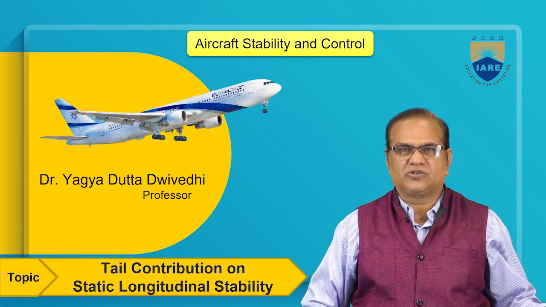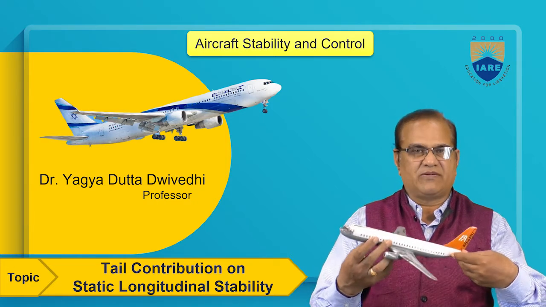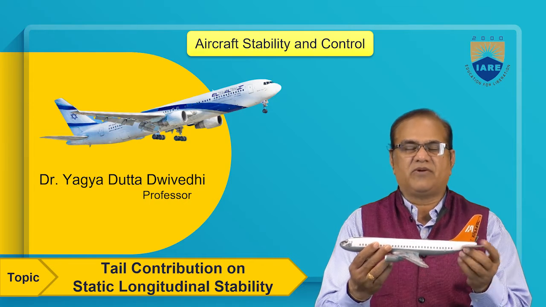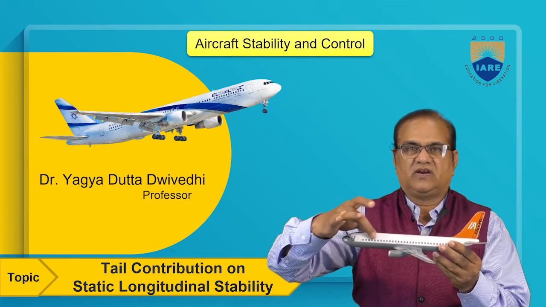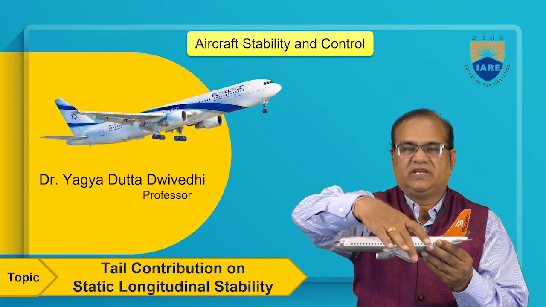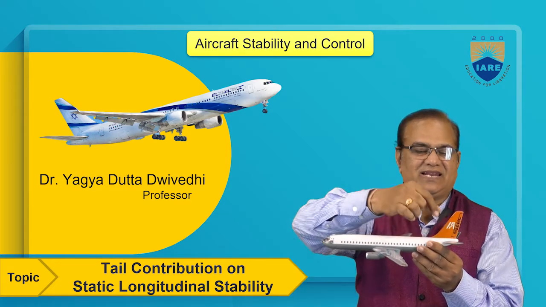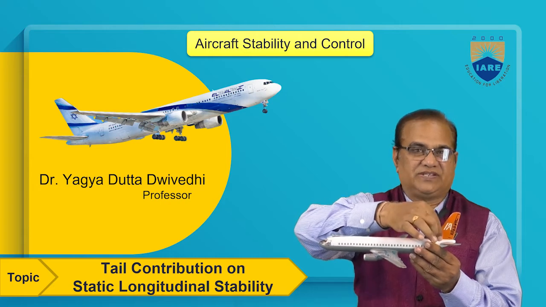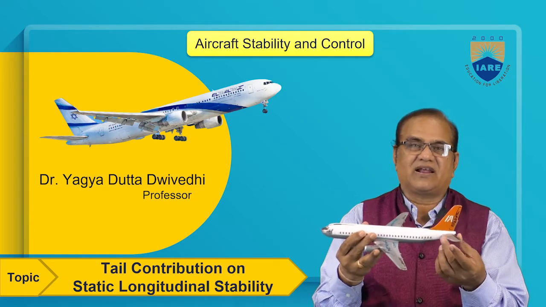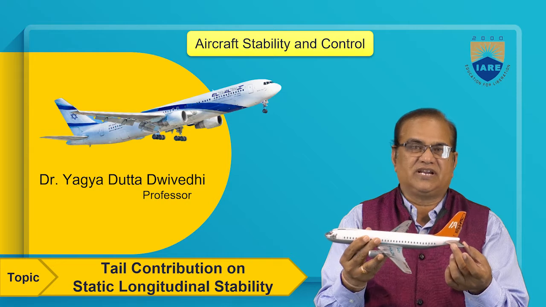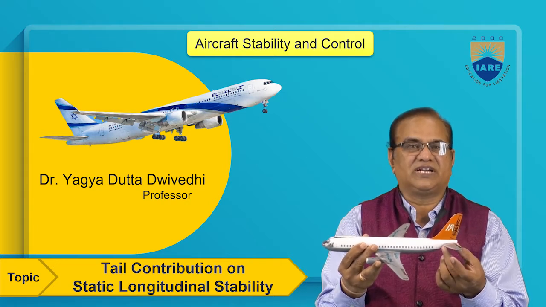So I will show here one aircraft model. This is the fuselage, this is the main wings, here is the tail, and these are the vertical fins. These tails are also called the horizontal stabilizer or horizontal tail.